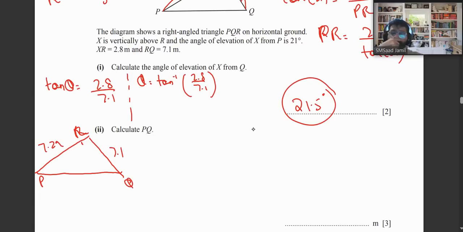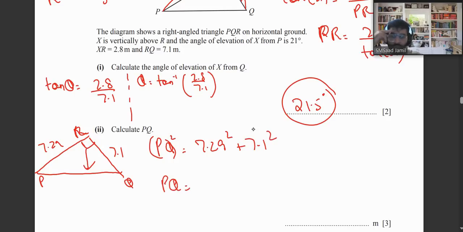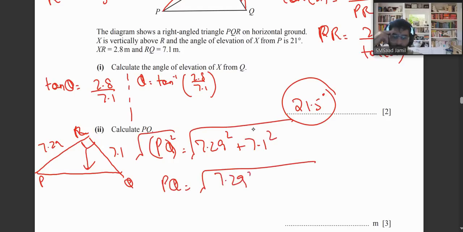We already know that this is a right angle triangle. So this must be hypotenuse. So PQ square is equal to 7.29 square plus 7.1 square. So PQ is equal to under root both the sides, under root 7.29 square plus 7.1 square.